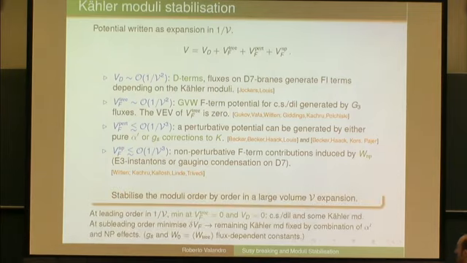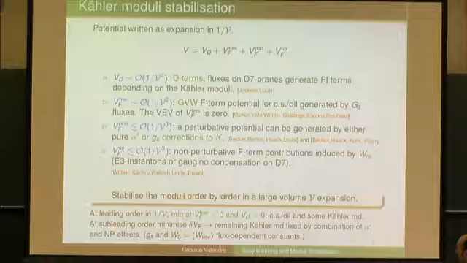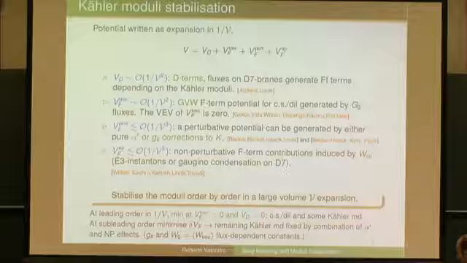And the strategy is to stabilize the moduli order by order in the large volume expansion. At first, the leading terms, as I said, are positive definite. So if there exist points where these are equal to 0, this is the minimum, and this will stabilize the complex structure, the dilaton, and some combination of the Kähler moduli. And then at subleading order, the remaining Kähler moduli are fixed by the perturbative and non-perturbative corrections.